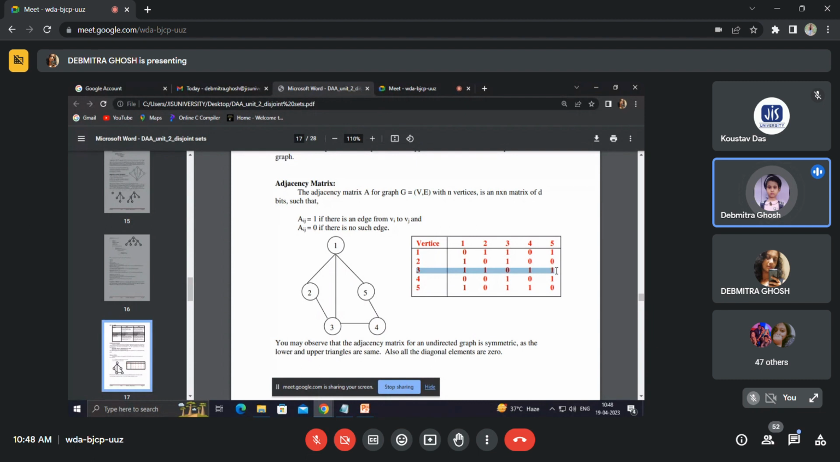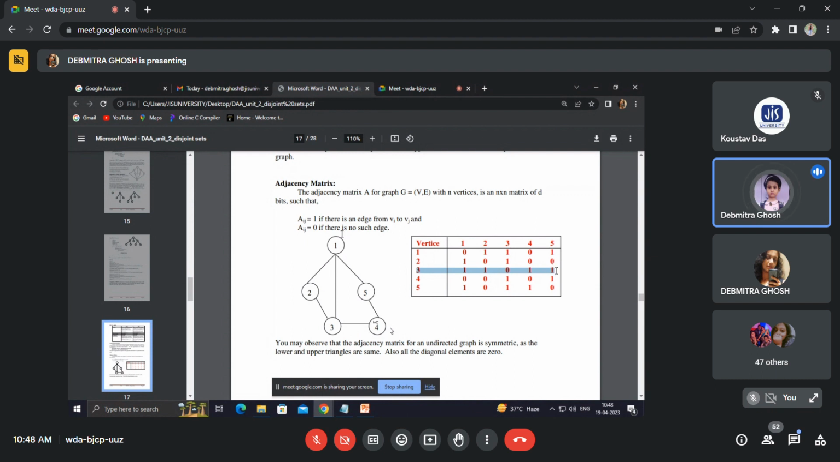No, actually no connecting edge. Sometimes there can be a printing mistake. Here it is given 3 to 5 as 1, but 4 to 1 there is no connecting edge, 0. 4 to 2 no connecting, 0. 4 to 3, there is a connecting edge, so it is 1. Now 4 to 5, yes, there is a connecting edge, 1, but 4 to 4 it is again 0.